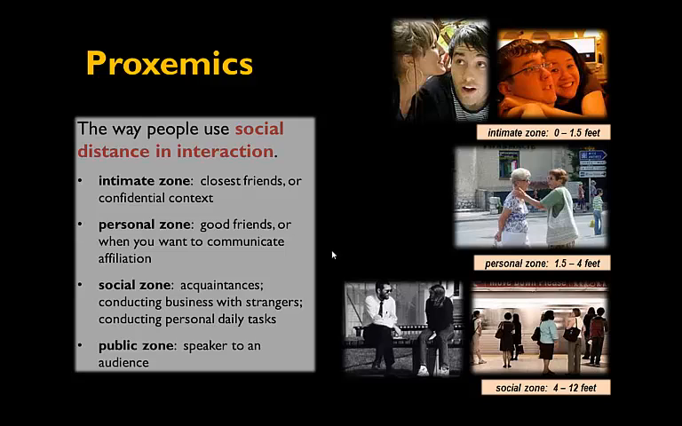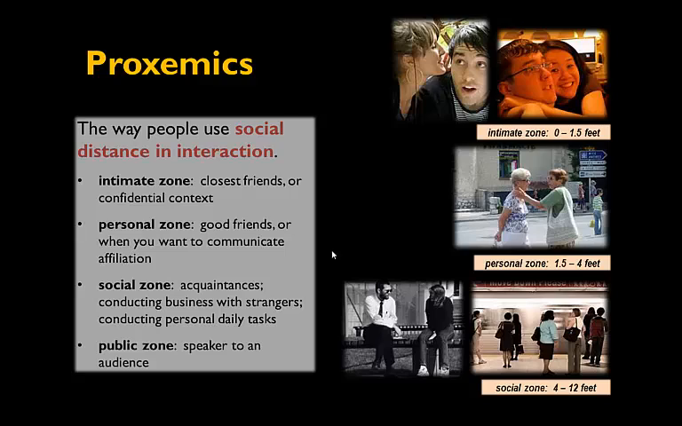Social zone is the zone that we use with acquaintances, so people we know, but people we may not know very well, who we wouldn't consider to be in our close friendship group. Or social zone is also when we're conducting business with strangers, so the things that we do on a daily basis. And the social zone is about 4 feet to 12 feet, and you're looking at some photographs on the bottom there that give examples of the social zone.